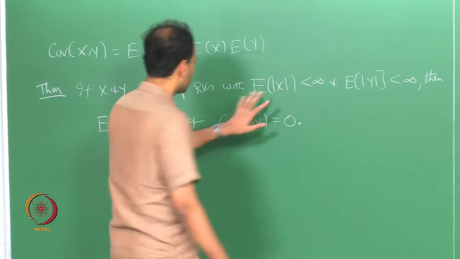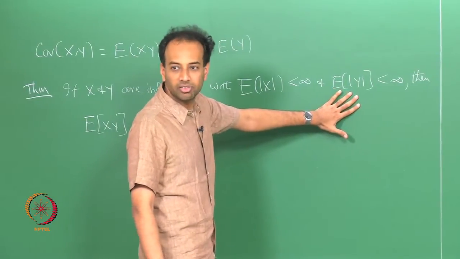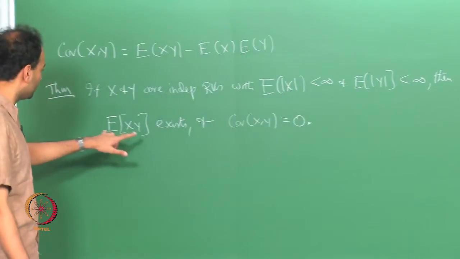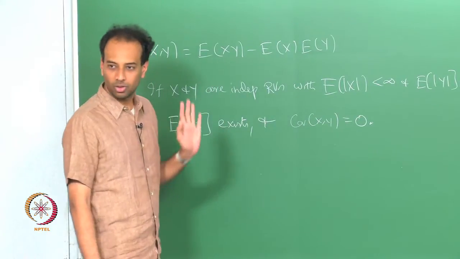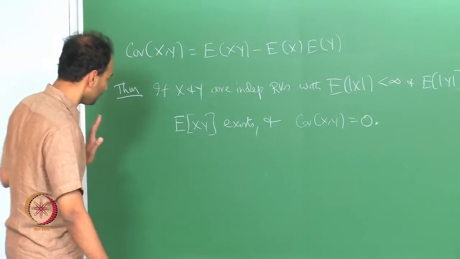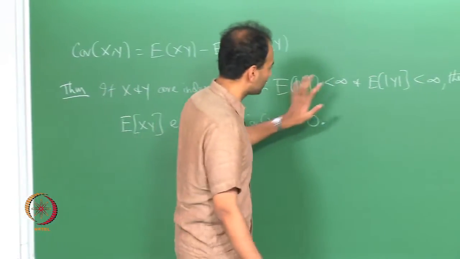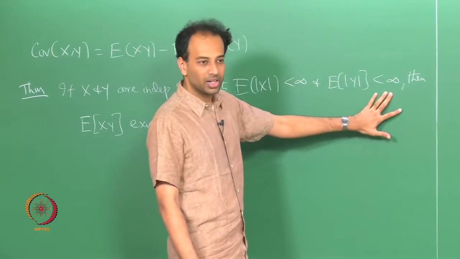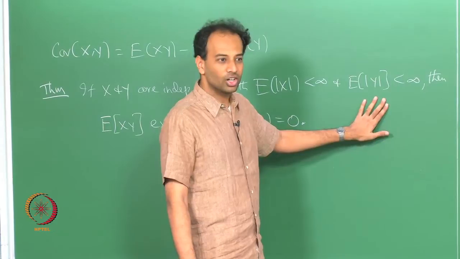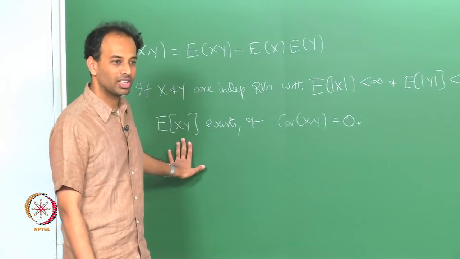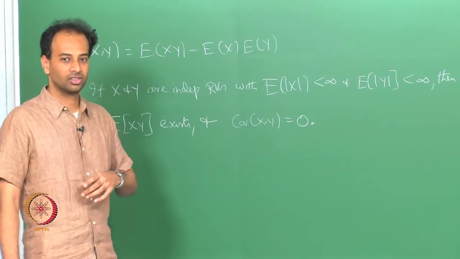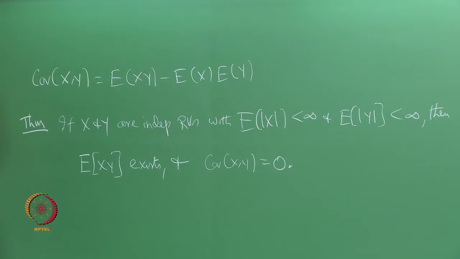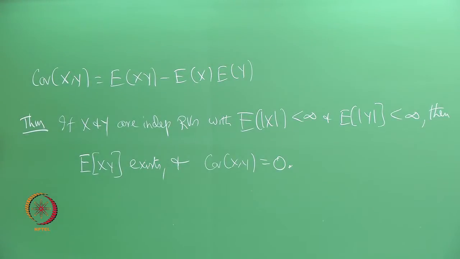All you need here is expectation of absolute X and expectation of absolute Y being finite. Then in that case you are guaranteed that expected XY exists, and in particular expected XY will be equal to expectation of X times expectation of Y. It is generally not the case that if X and Y have well defined, finite expected value, expected XY is well defined. But if they are independent, it is automatically well defined. And in fact, they are uncorrelated. So, this is the statement.